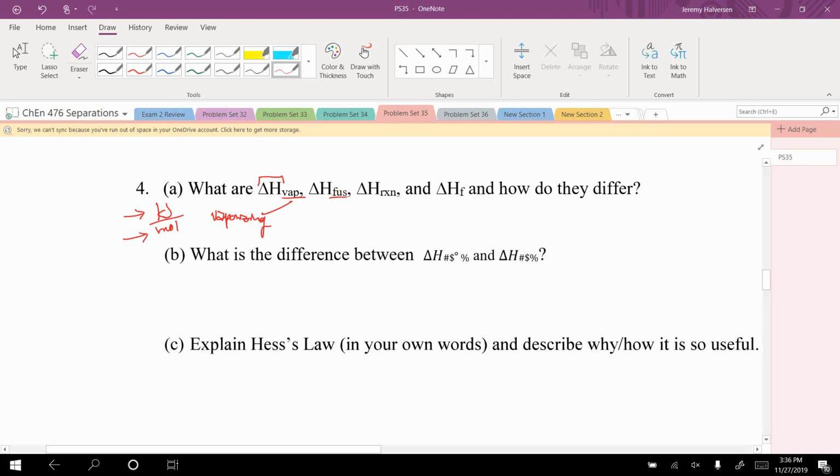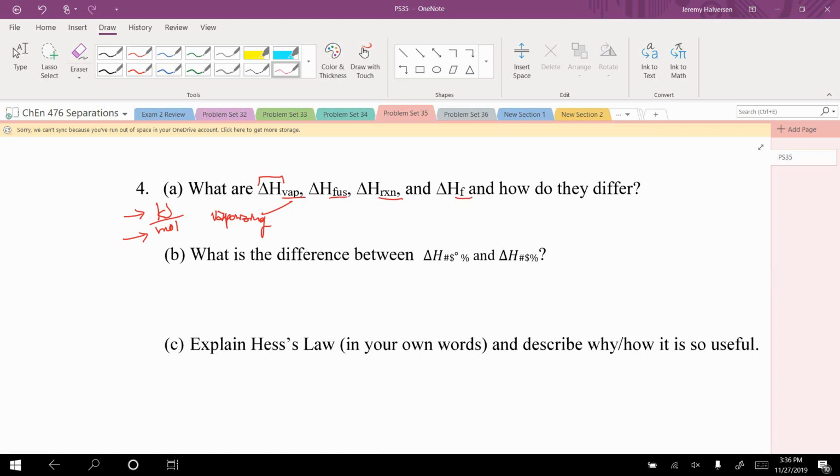So then delta H of fusion. Fusion is the weird word that we use for melting. We're talking about thermodynamics. So this is the heat required to melt 1 mole. Delta H reaction is more general, right? That just means for a certain reaction, what's the heat change per mole? And that would be per mole of reaction. And then delta H formation, that's specifically talking about a formation reaction, which we'll talk about on problem set 36. But that would be the change in enthalpy, or the heat required to form 1 mole of something from its pure elements. So don't get these mixed up.